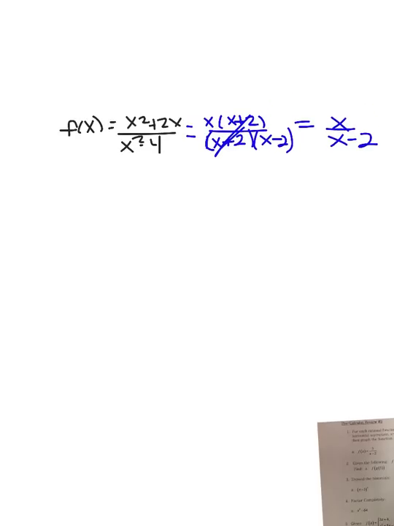So I noticed that I can reduce the x plus 2 and the x plus 2 here. So that means I have a hole. So this cleans up to be x over x minus 2. So I have a hole. All right, so let's do our hole and our vertical asymptotes here.